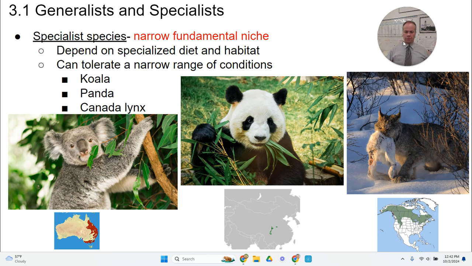Some examples of these, and we can see again, they have a much more limited distribution, their range in different places. The koala, which depends on eucalyptus as its food source, has a very narrow range in Australia. The giant panda, which consumes bamboo solely, has a very, very narrow and limited range in Asia. And then we have the Canadian lynx here that you see eating a rabbit, which is confined to the northern latitudes of North America. So these are specialist species.